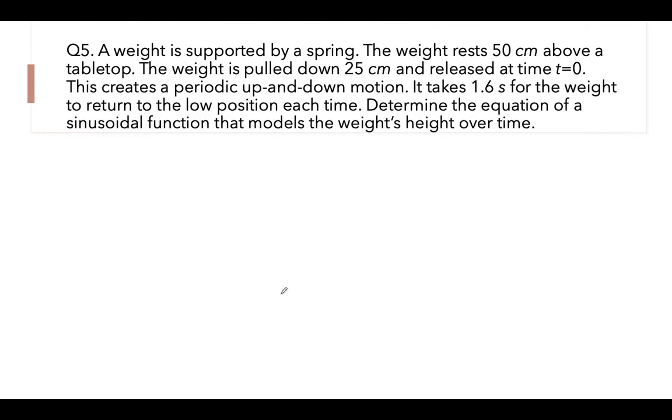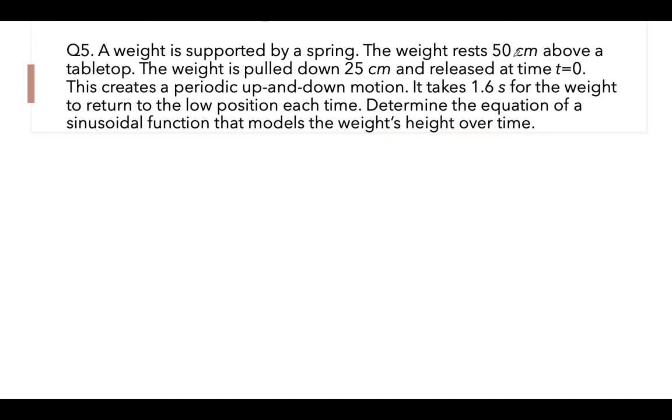Okay, question number 5. A weight is supported by a spring. The weight rests 50 centimeters above a tabletop. The weight is pulled down 25 centimeters and released at time t equals 0. This creates a periodic up and down motion. It takes 1.6 seconds for the weight to return to the low position each time. Determine the equation of a sinusoidal function that models the weight's height over time.